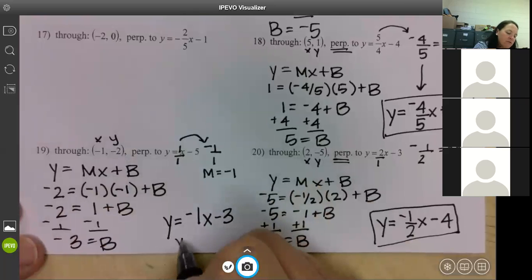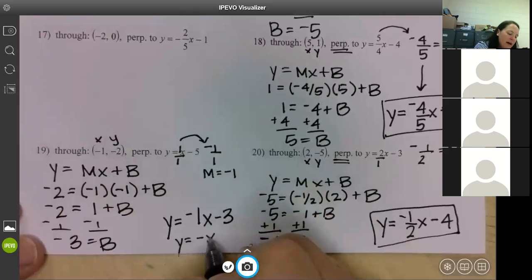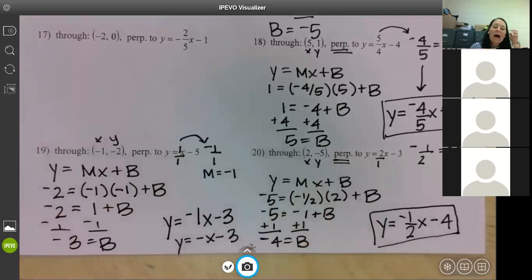Mathematically correct, if you saw a multiple choice, it would just have -x minus 3. I will accept both. So if you're having to type it in, I'll take both of them. Okay.